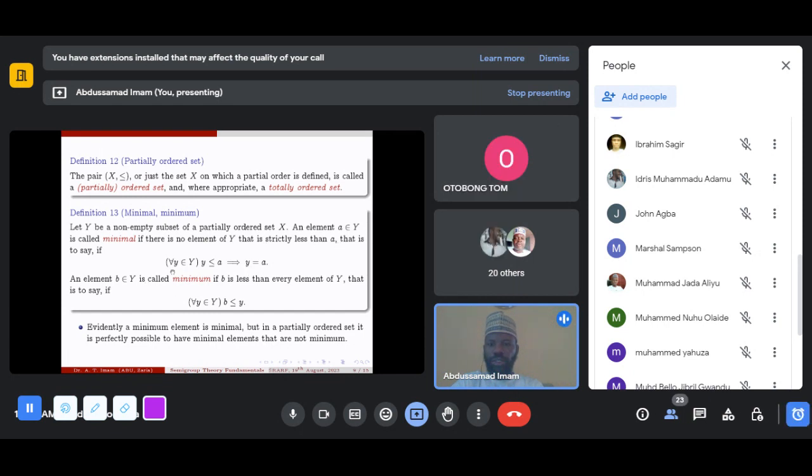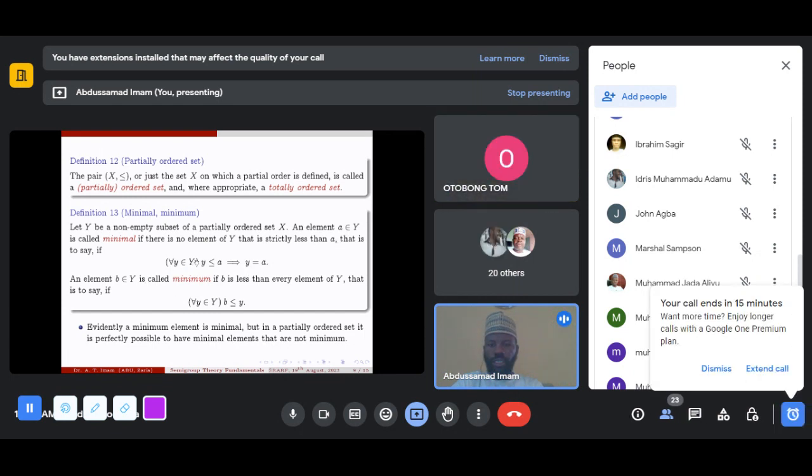In other words, if for every element Y, Y is less than or equal to A implies A is equal to Y. So no element of Y can precede A. This is what we are saying here. Whenever it so happens, you will discover that the two elements are the same. And if this happens, then you say A is the minimal element of the subset.